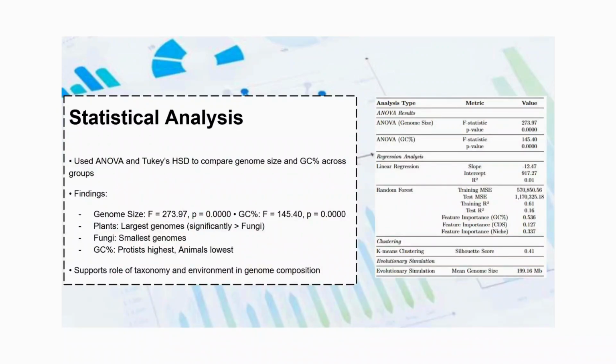To investigate if genome size and GC percentage differ across organism groups, we performed an ANOVA test followed by Tukey HSD for detailed group comparisons. Here's what we found. Plants had significantly larger genomes than other groups, especially fungi, which had some of the smallest genomes. GC percentage also varied, though less dramatically. Protists had the highest GC percentage, while animals were lower on average. It supports the idea that taxonomic groups and possibly their environments play a role in shaping genome composition.